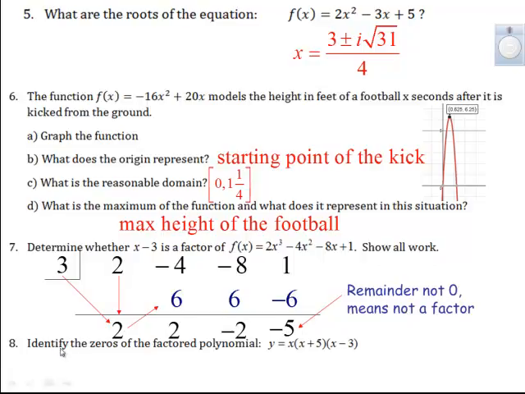Okay. Next, it says identify the zeros of the factored polynomial. So here, since it's already in factored form, we're going to set each of these equal to 0. X equals 0 would be 1, so that's easy. And then when we set this equal to 0, we'd subtract 5. And then this one, we'd be adding 3. So those are the zeros for number 8.